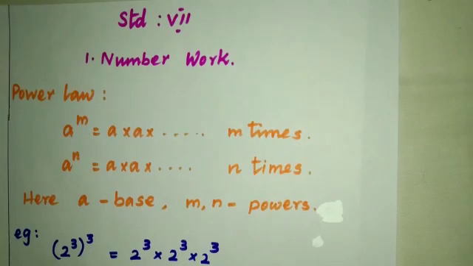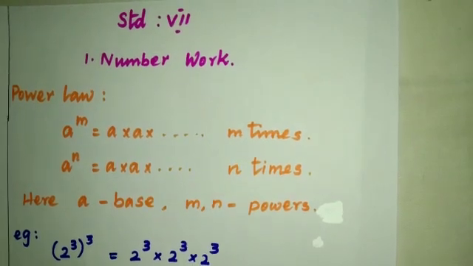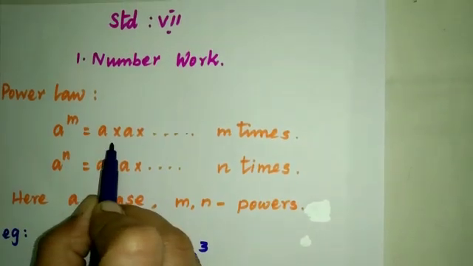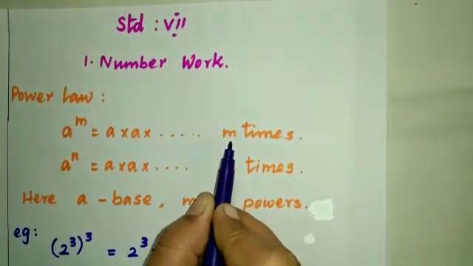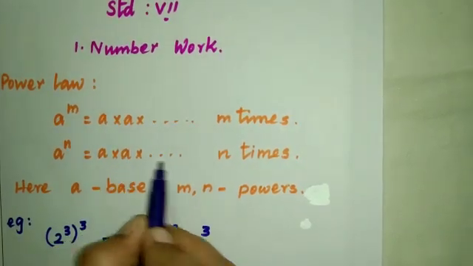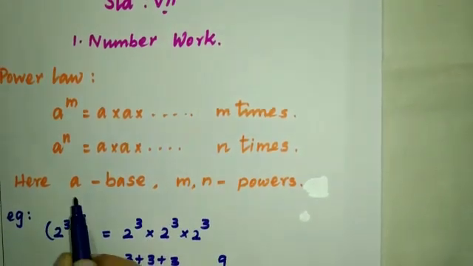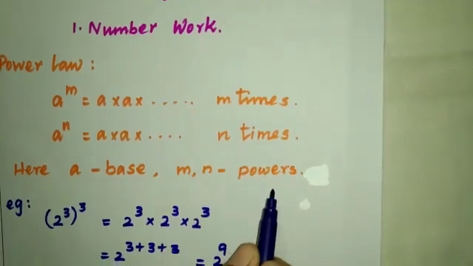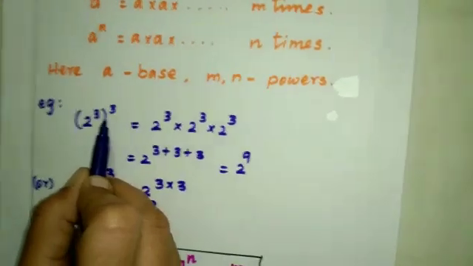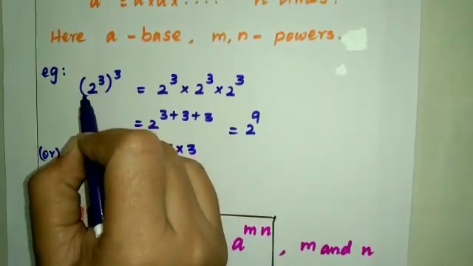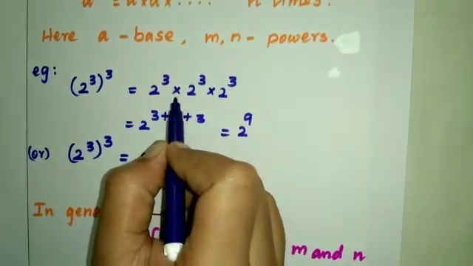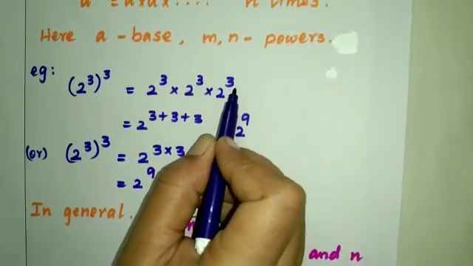Today we are going to study a new rule. Power law. That is a power m is equal to a into a up to m times. The same way a power n is equal to a into a up to n times. Here a is the base, m and n are powers. For example, 2 power 3, the whole, that is 2 power 3 can be written 3 times. That is 2 power 3 into 2 power 3 into 2 power 3.